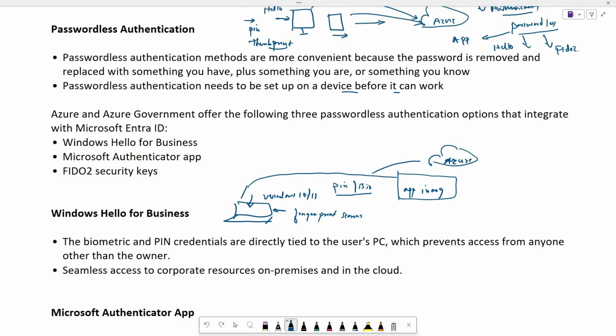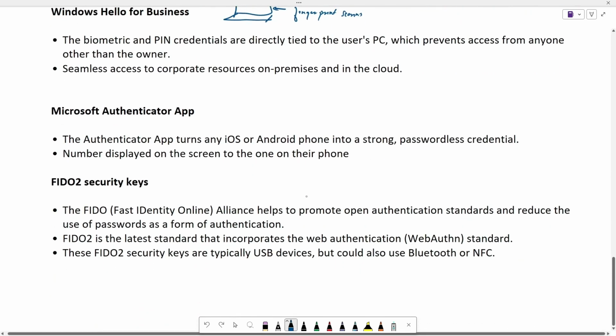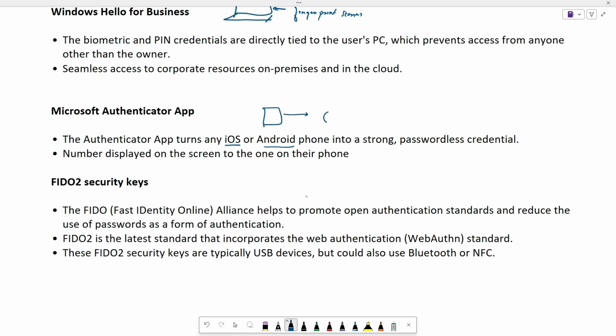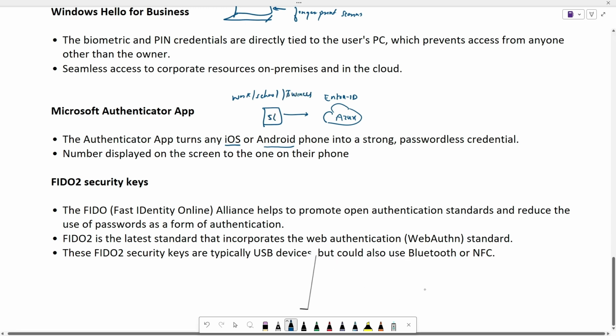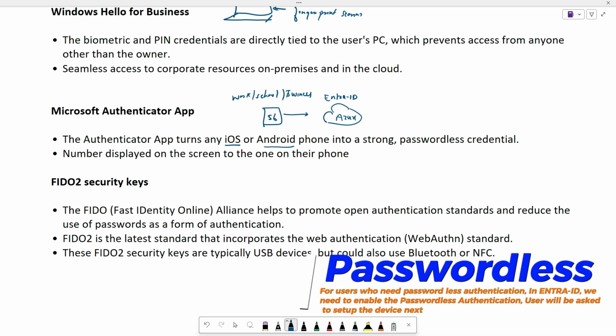Another method to use passwordless authentication is the Microsoft Authenticator app. You need to download the Microsoft Authenticator app on your iOS, which is Apple phones, or Android phones. Once you have downloaded the app, you need to register this device in Azure. So you register your device into Azure, which is Entra ID, and you will configure it as work, school, or business. You will see a number on your mobile phone. And when you try to access any application, you need to input this number.